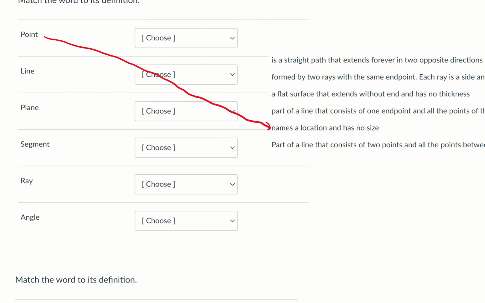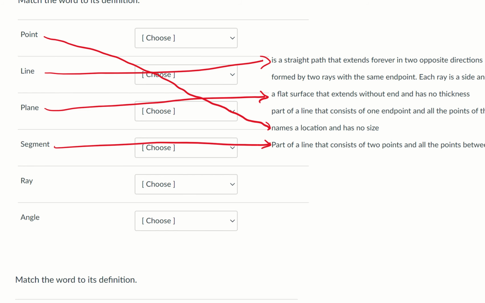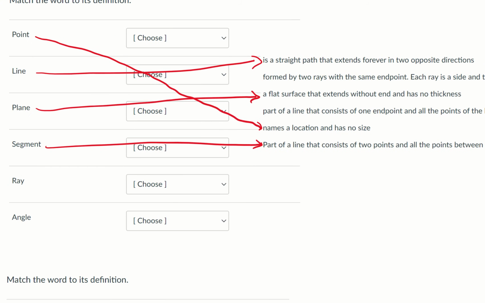A line extends forever in both directions, in two directions, right? In one direction and in the exact opposite direction. So it's a straight line path that extends forever in two opposite directions. The plane is generally like a flat surface. You need 3 points for a plane at least. It extends forever without end and has no thickness. So that's a plane. A segment is part of a line. So it has two endpoints. So we have part of a line that consists of 2 points, which we call the endpoints.